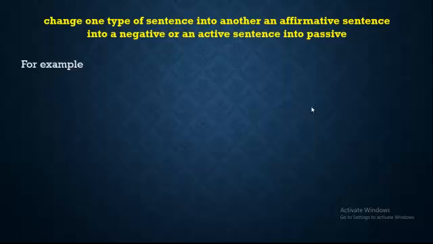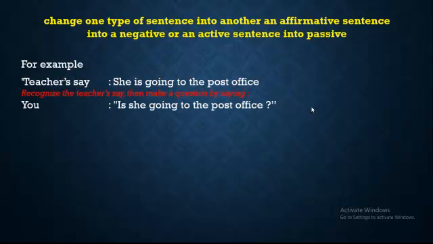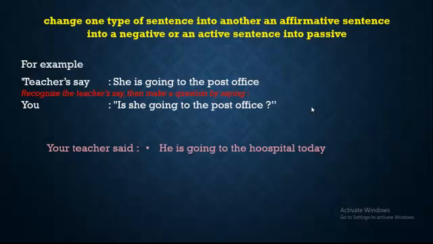And change one type of sentence into another, an affirmative sentence into negative, or active sentence into passive. For example, the teacher says, she is going to the post office. Now, the student should make a sentence, is she going to the post office? Then, he is going to the hospital today. So, is he going to the hospital today?